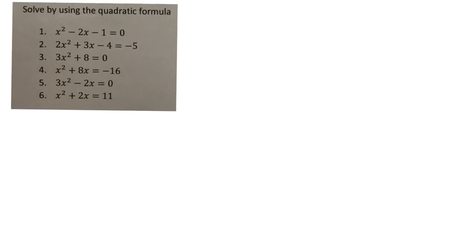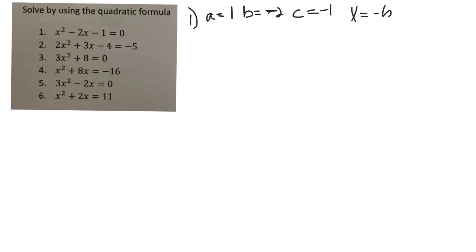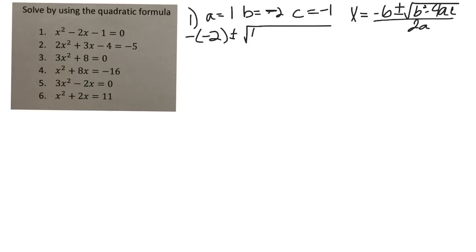So number 1 here, we have already equal to 0, so I can identify my A equals 1, my B is -2, and my C is -1. We plug it into my quadratic formula, which is x equals -b plus or minus the square root of b squared minus 4ac all over 2a. So I get -b, that's -2, plus or minus the square root of -2 squared, minus 4 times 1 times -1 over 2 times 1.